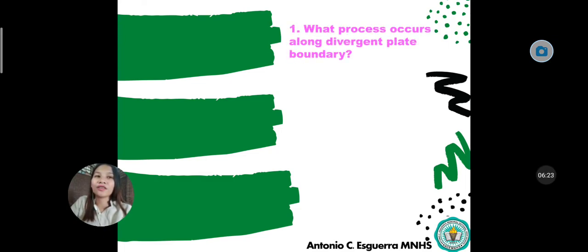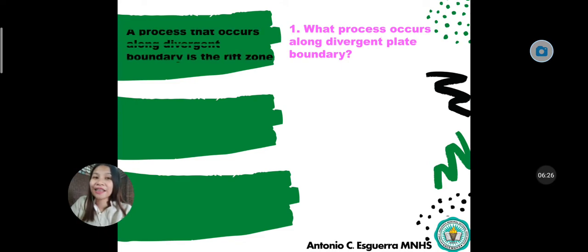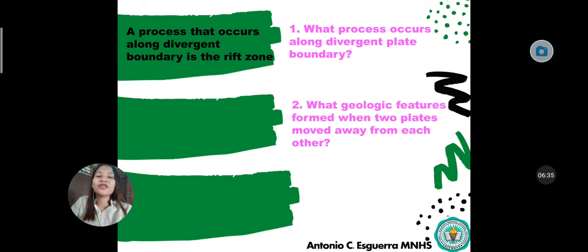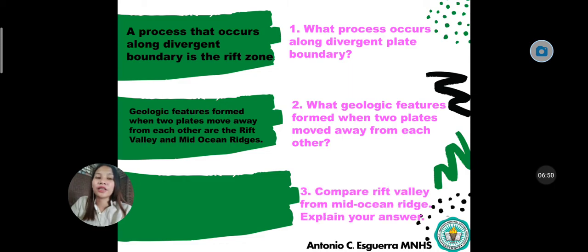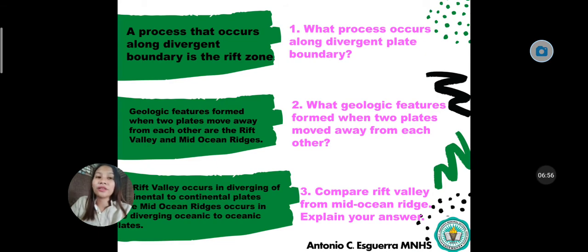Who can answer number 1? What processes occur along a divergent plate boundary? It is the rift zone. What geologic features form when two plates move away from each other? The geologic features are the rift valley and the mid-ocean ridges. Number 3. Compare rift valley and mid-ocean ridges. The rift valley occurs in diverging continental to continental plates, while mid-ocean ridges occur in diverging oceanic to oceanic plates.